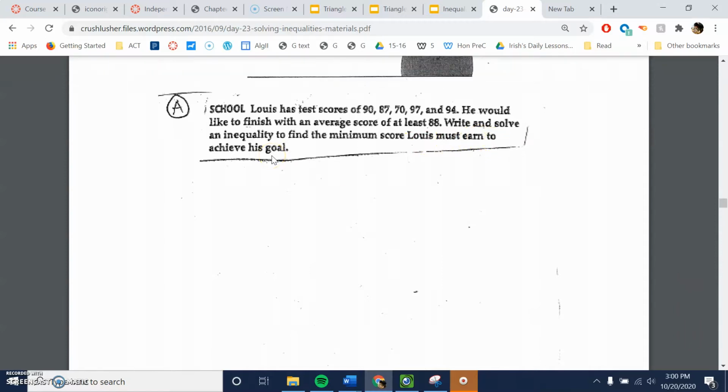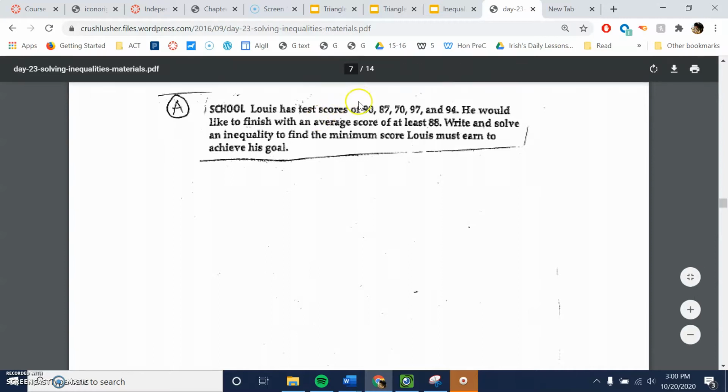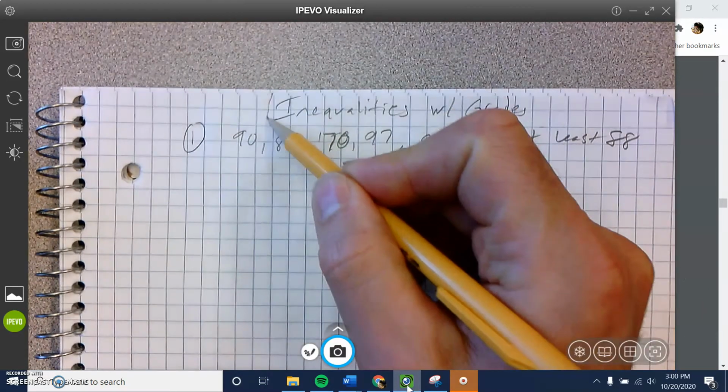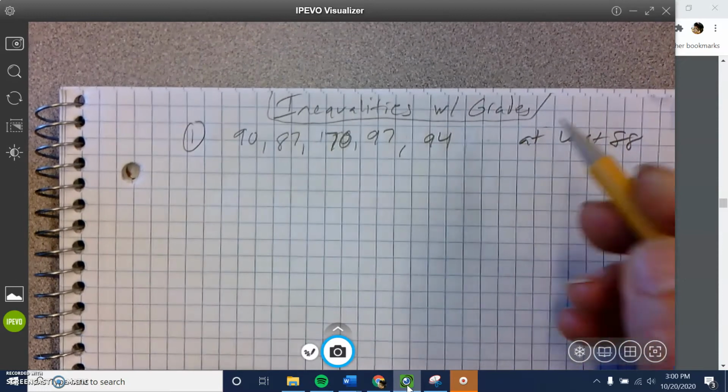This is very common, and I know a lot of people want to know how to do this because everyone's very grade conscious. They want to know how to get that grade that's going to make them happy, and so here's an example of that. We have 90, 87, 70, 97, and 94. I wrote that down in my notebook like this. My title for today is inequalities with grades.